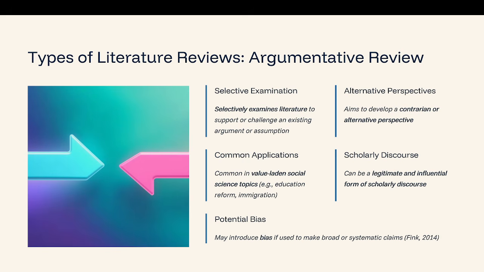So the first type we have here is the argumentative review. This form examines literature selectively in order to support or refute an argument, deeply embedded assumption, or philosophical problem already established in the literature. The purpose is to develop a body of literature that establishes a contrarian viewpoint, given the value-laden nature of some social science research, such as educational reform or immigration control.